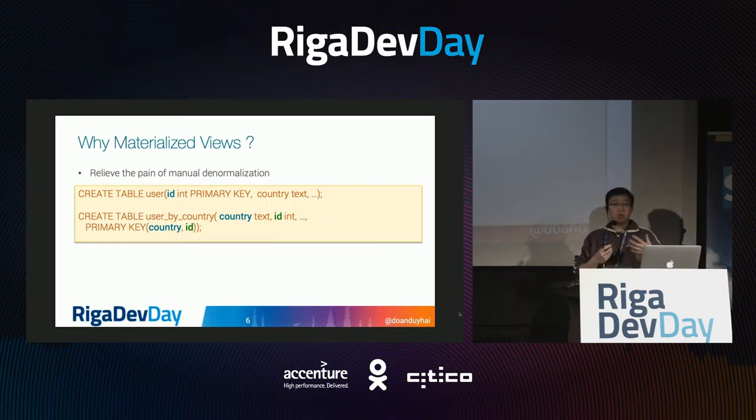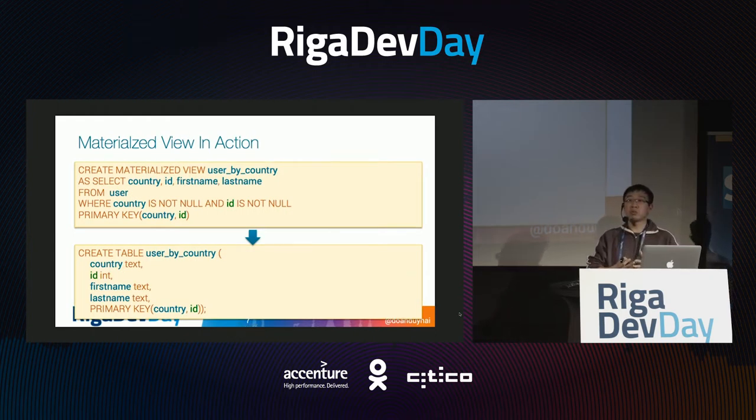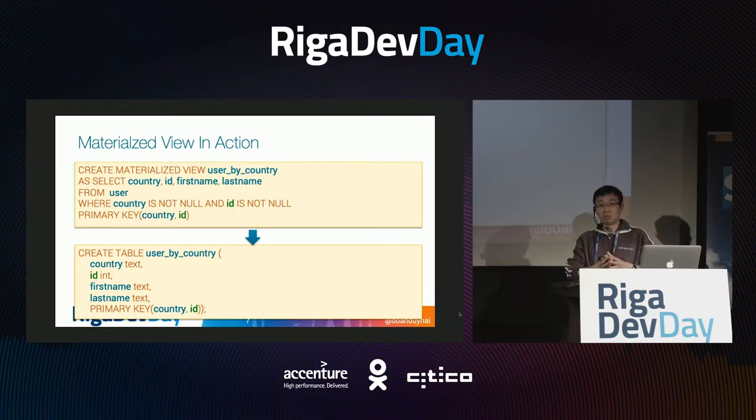So now the new materialized view feature will do it for you. It means that you now will declare a new materialized view, user by country, as select. You can select the columns you want to duplicate from the base table. The base table here is user. You define a new primary key for searching, and then Apache Cassandra will create this table for you and will manage the life cycle of this table for you. So if you create a new user, Cassandra will insert a new row in this table. If you update a user's country, Cassandra will update this table automatically for you.